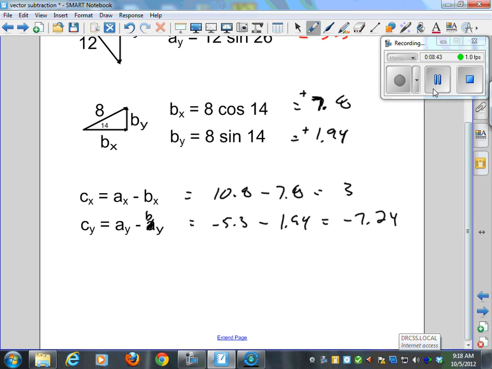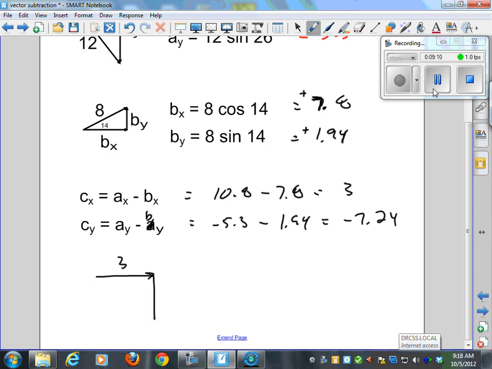All right, so what would be the next step? I got my CX and my CY. I've broken it into components. I've done the subtraction. Now I have to add, put them back together. When you say add them, what do you mean by that, Justin? Like, can I just go 3 plus or minus 7.24? No. What do you mean by add them? It means you got to add them by vectors, right? Should I draw a picture? Yeah, sure. So that's 3.